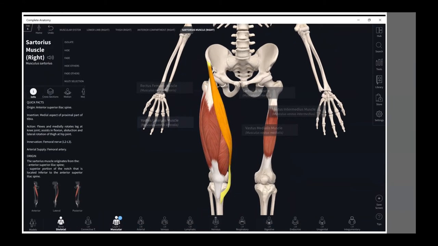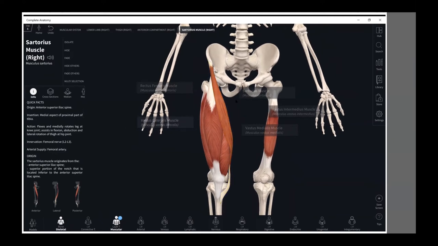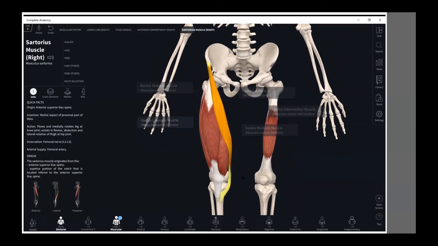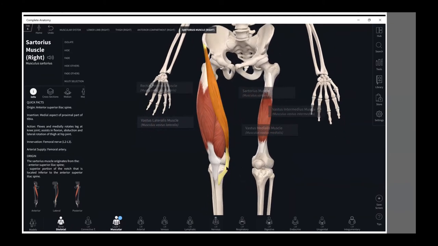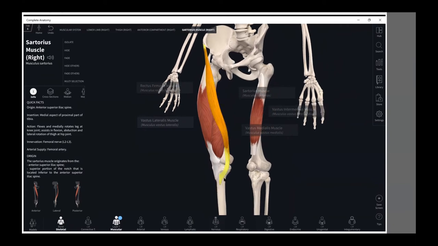Sartorius, longest muscle in the body. Its origin is the anterior superior iliac spine. It curves from a lateral to a medial direction to then insert on the medial aspect, proximal part of the tibia, being one of the three pieces of the pes anserine. Its action is it flexes and medially rotates the leg at the knee joint. It assists in flexion, abduction, and lateral rotation of the thigh at the hip joint. It's innervated by the femoral nerve, L2 and L3.